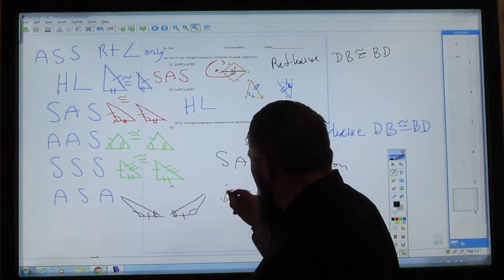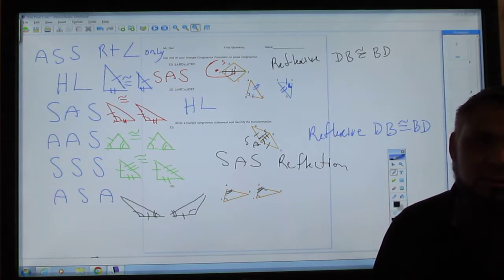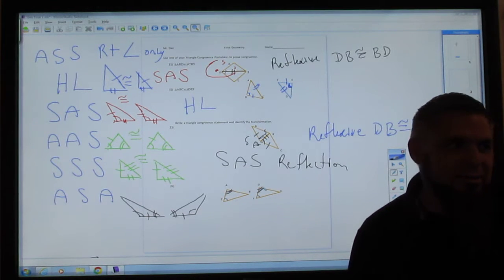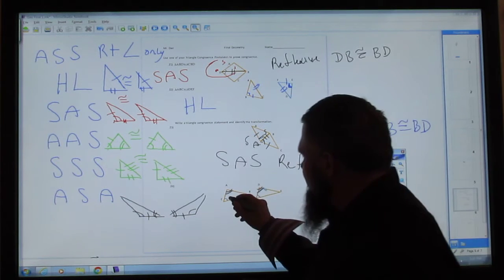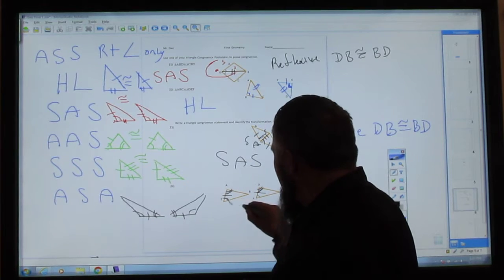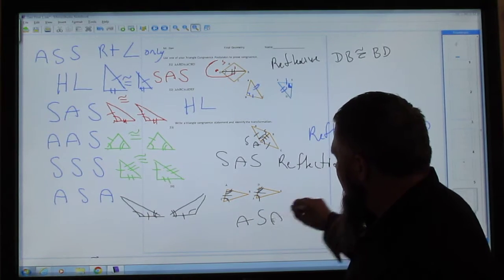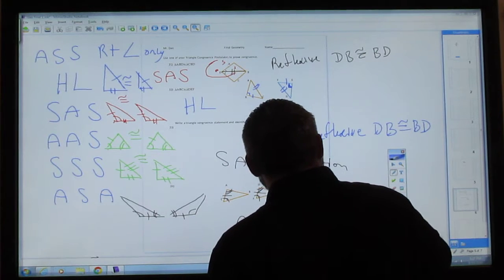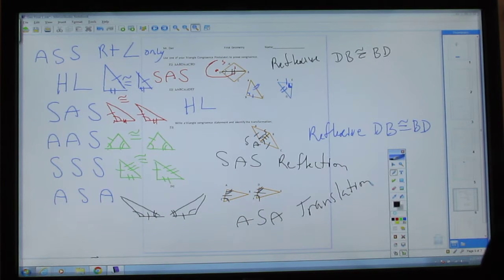So I have an angle. Nice. You get it. How many see angle, side, angle? Is that making sense now? Because you have an angle, and you have a side, and then you have an angle. So, angle, side, angle. And then you said translation. Beautiful. Translation, because we're moving it.